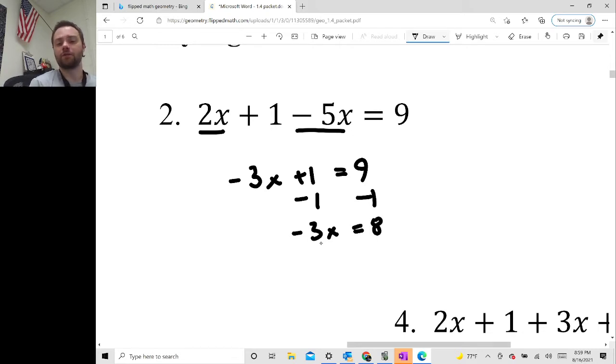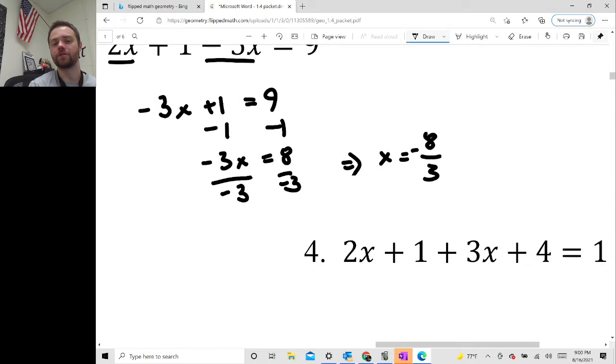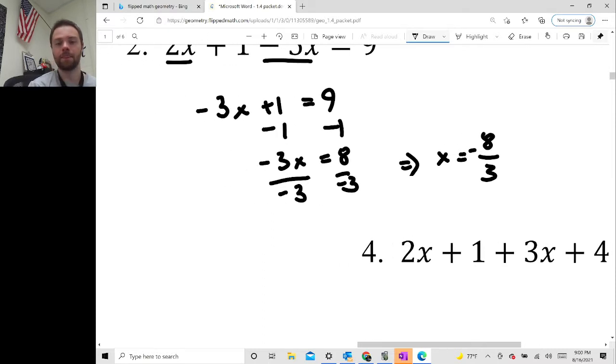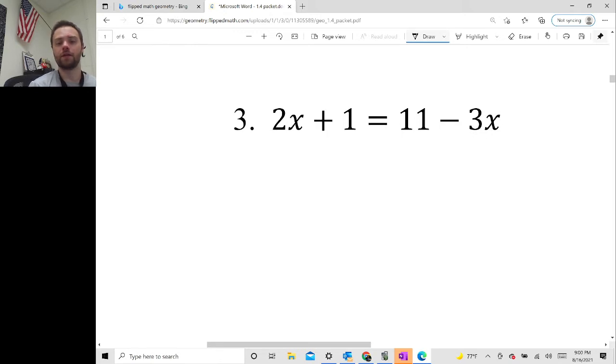So then I've got a negative 3 times x. I want to get rid of that negative 3. It's being multiplied by x, so I'm going to divide both sides by negative 3, and this gives me x equals negative 8 over 3. So the negative 3's divide out to 1, 8 divided by negative 3, and I can leave it as a fraction. That's perfectly fine.